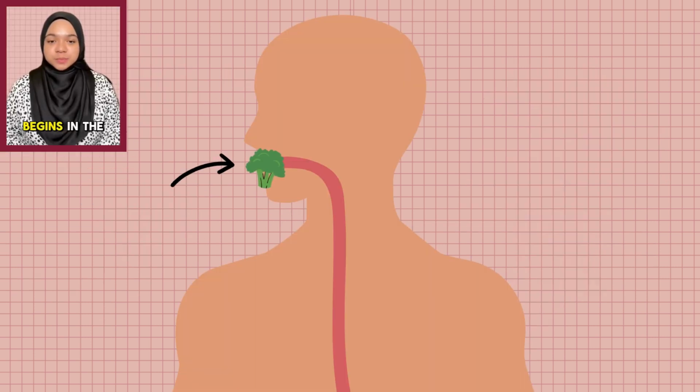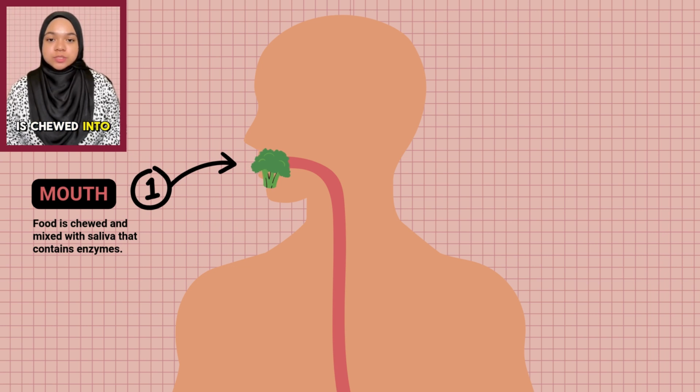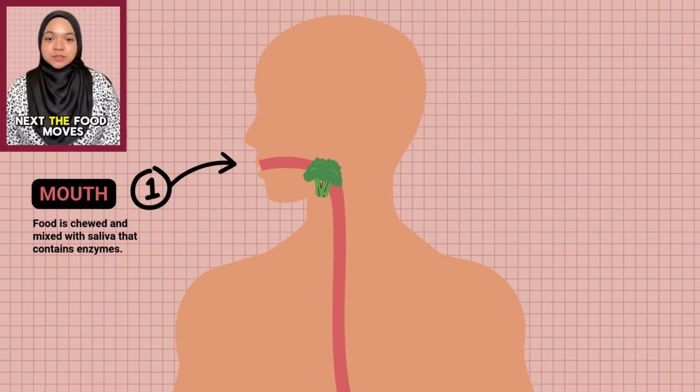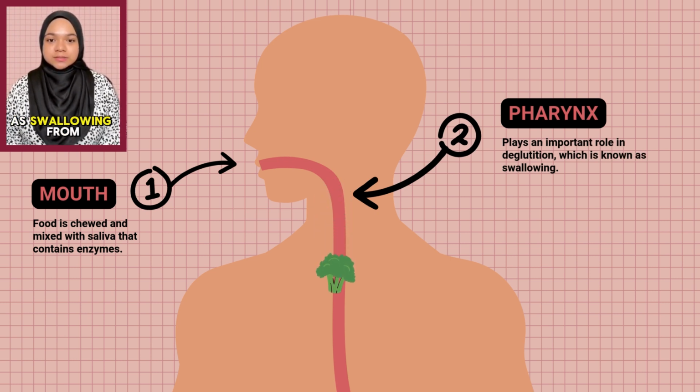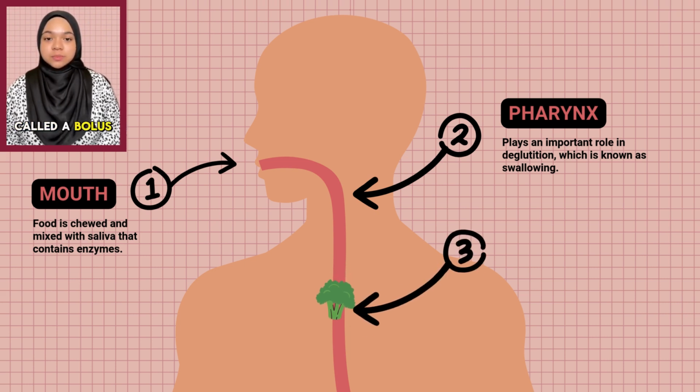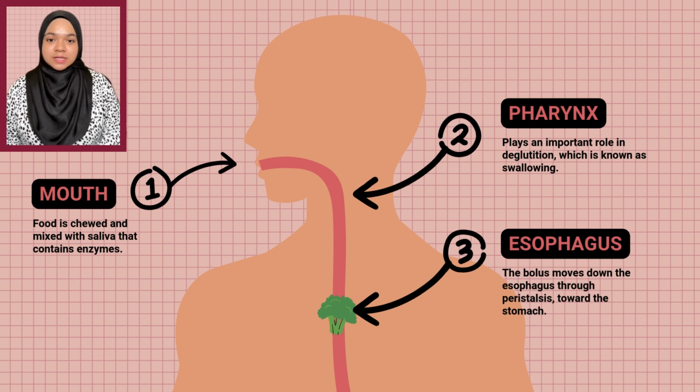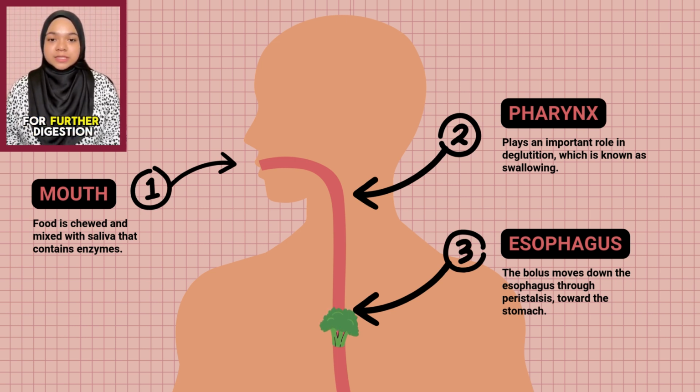The digestive process begins in the mouth when the food is chewed into smaller pieces and mixed with saliva that contains enzymes such as amylase, which help break down carbohydrates. Next, the food moves into the pharynx, a muscular passage that plays an important role in deglutition, which is known as swallowing. From the pharynx, the food, now called a bolus, enters the esophagus. The esophagus is a muscular tube that transports the bolus to the stomach through peristalsis. These rhythmic contractions push the bolus downward efficiently, ensuring it reaches the stomach for further digestion.